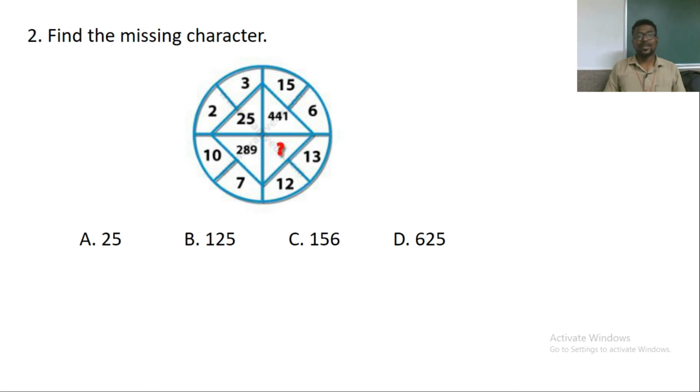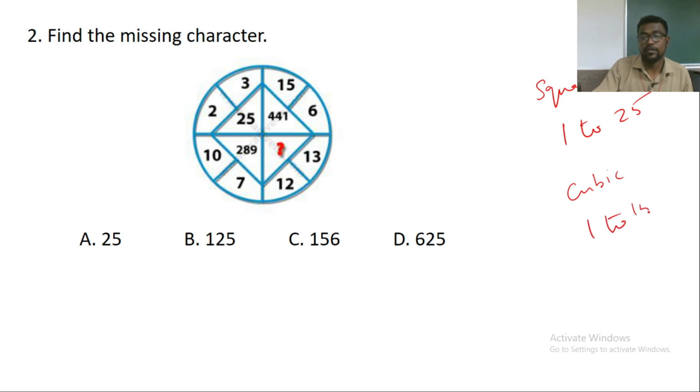This will be a very easy question for those who are good at memorizing cube values and square values. I suggest to my students that everyone should be thorough with the square values from 1 to 25 and cube values at least from 1 to 15. If you are good at that, then you can crack this question within 5 seconds. So what is the logic here?